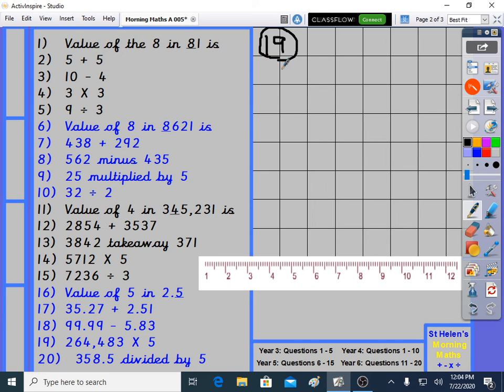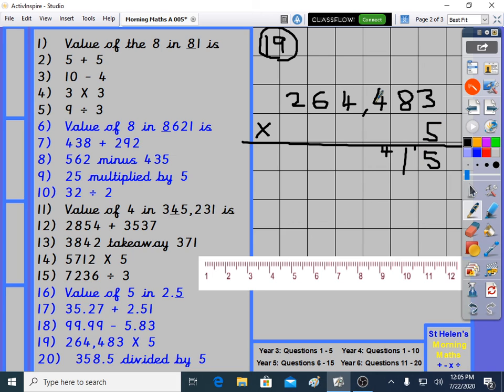Big number here, 264,483. That's not a 2. We're going to multiply that by 5. A lot of 5 times table practice in this question. 5 times 3, 5, 10, 15. 5 times 8, 5, 10, 15, 20, 25, 30, 35, 40. 40 plus 1 is 41. 5 times 4, 5, 10, 15, 20, plus 4 is 24. That was a bit big, that carried 4.